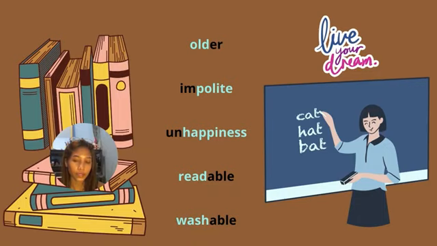Fourth, read. The suffix is able. Now if you combine these two, we're gonna have the word readable. And lastly, wash and able also. Now if you're going to combine these words, we are going to have washable. These are all the level of words or morphology. Now did you understand?